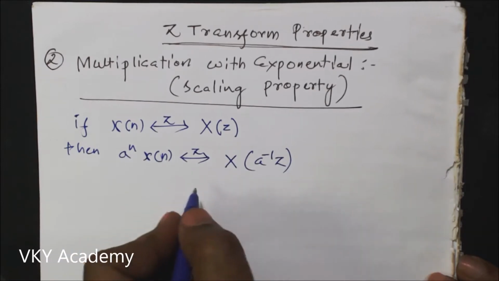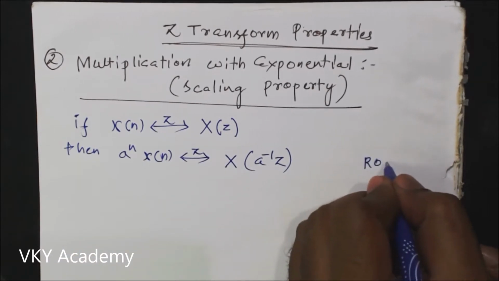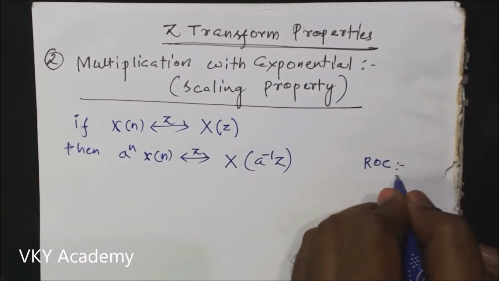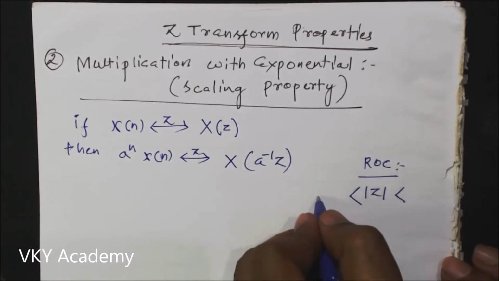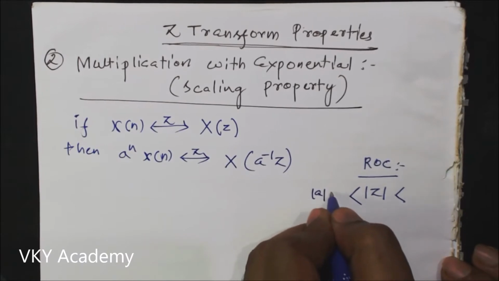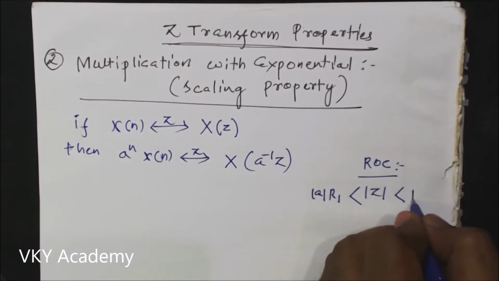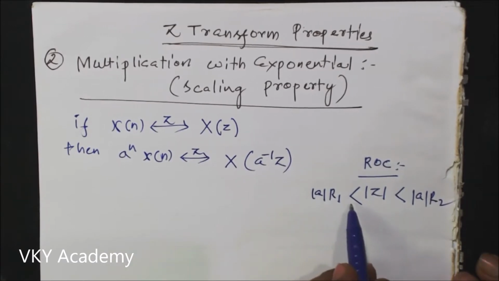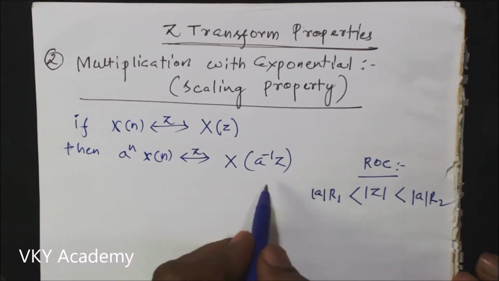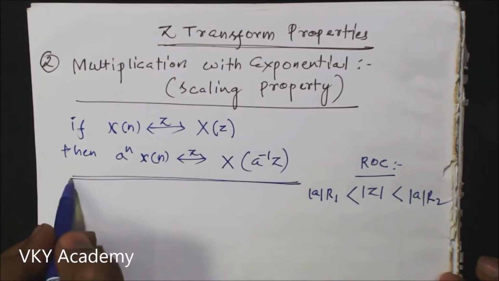and the ROC is mod z between mod a R1 and mod a R2, depending upon whether the sequence is causal or non-causal. So let us prove this statement.